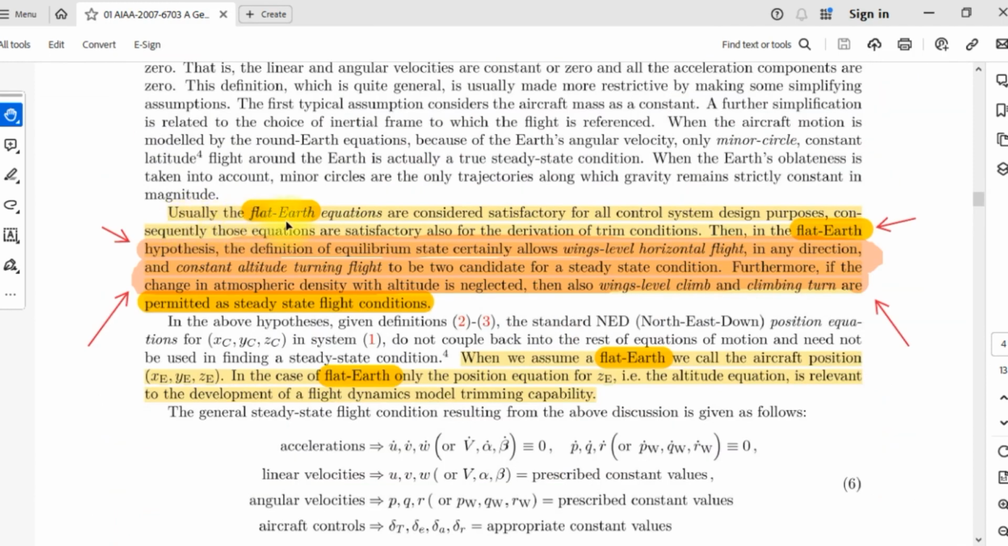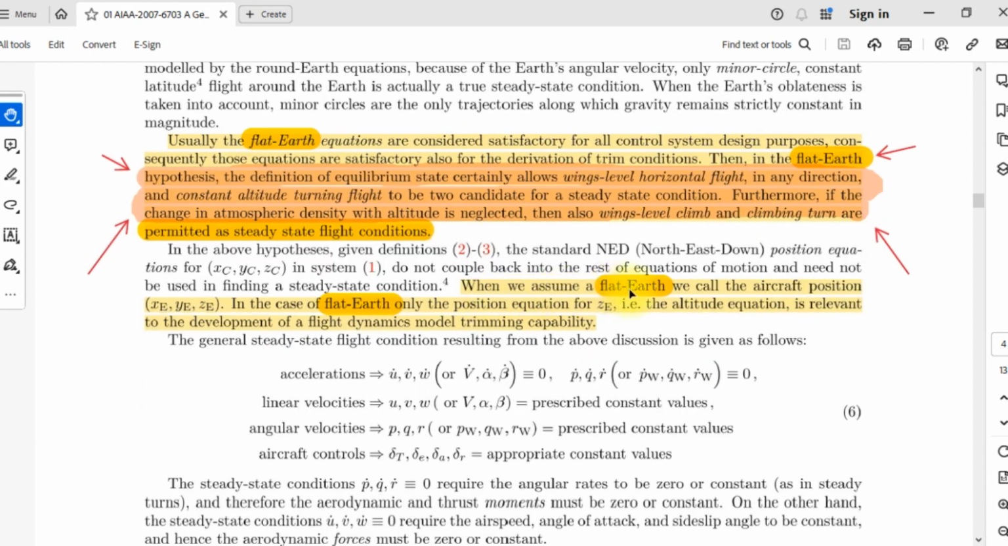Usually the flat Earth equations are considered satisfactory for all control system design purposes. Consequently, those equations are satisfactory also for the derivation of trim conditions. Then in the flat Earth hypothesis, the definition of equilibrium state allows wings-level horizontal flights in any direction and constant altitude turning flights to be two candidates for a steady state condition. Furthermore, if the change in atmospheric density with altitude is neglected, wings-level climb and climbing turn are permitted in steady state flight conditions, all assuming a flat Earth.